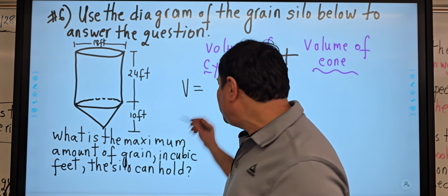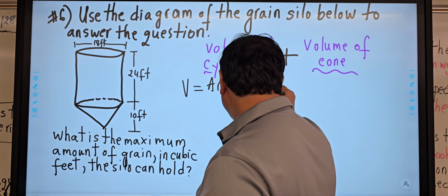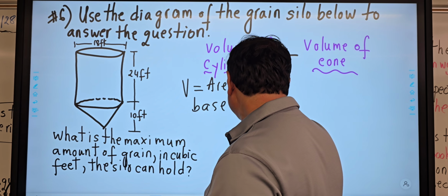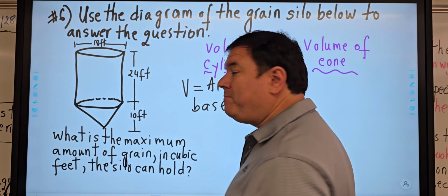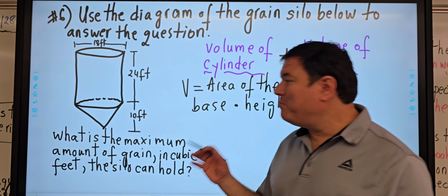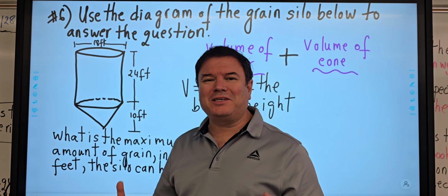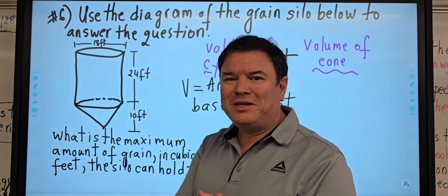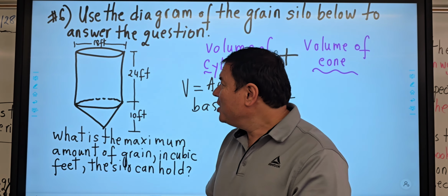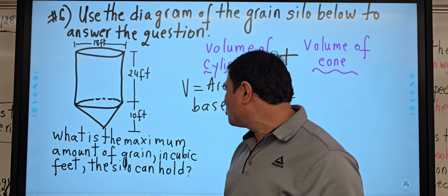Now, the volume of a cylinder is the area of the base times the height. As we look at this problem, we see that the base is made out of a circle. Think of this as a soda can. The bottom of the soda can is a circular shape, right? So the area of a circle, if you remember from 7th grade, is pi r squared.